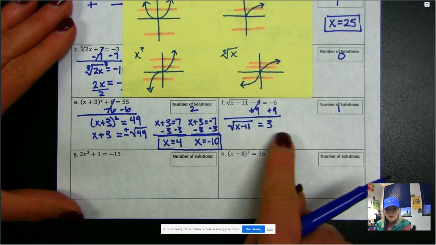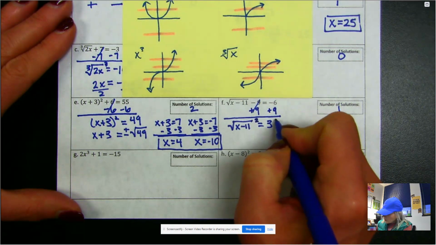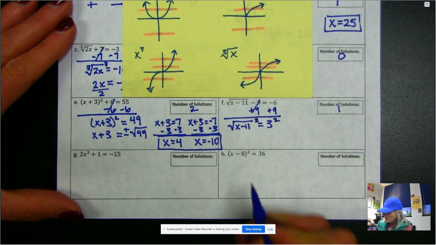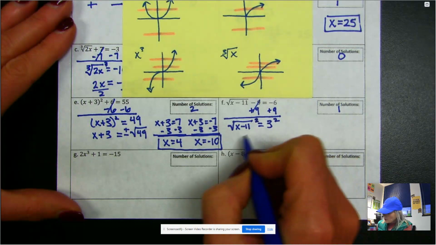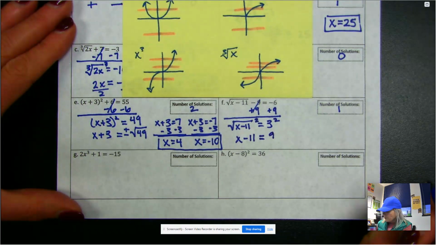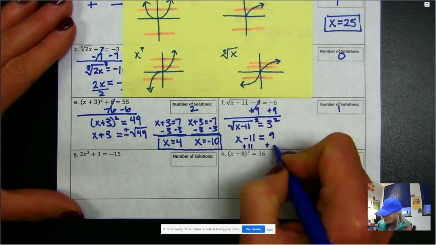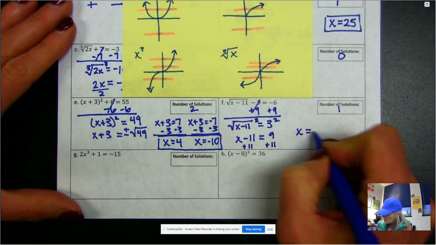All right, so let's find that solution. We're going to start by squaring both sides of the equation. That gets rid of the radical here, so we have x minus 11. 3 squared is 9. And so from here, you're going to add the 11 over, and you get x equals 20.